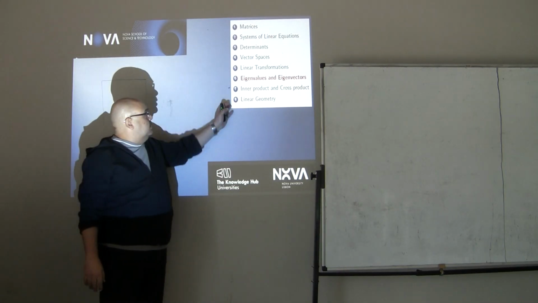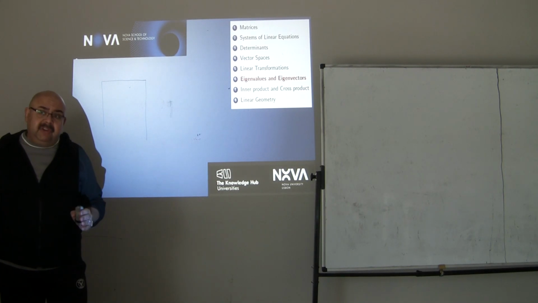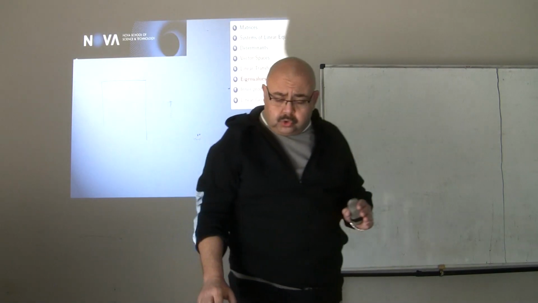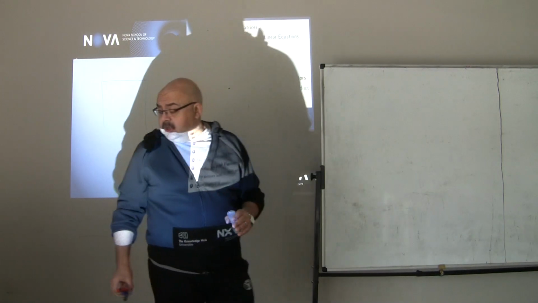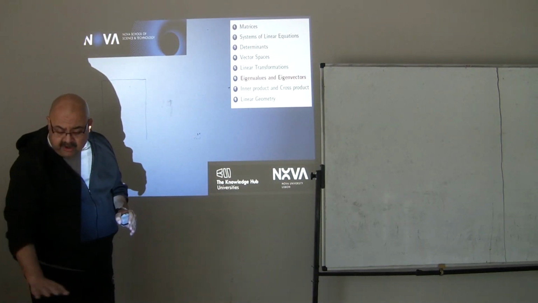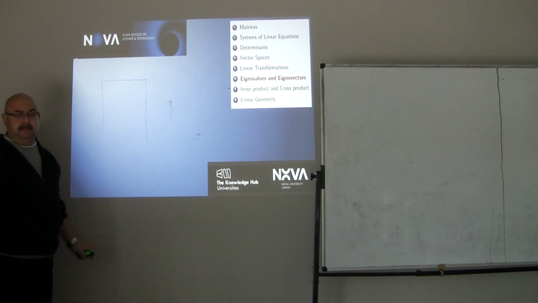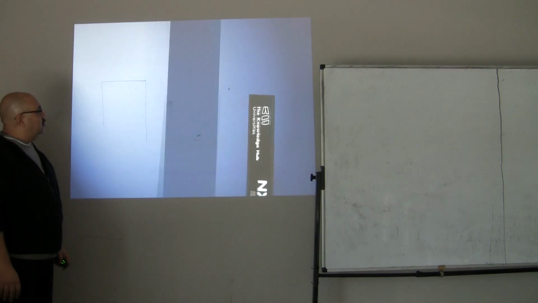The other two chapters are very, very simple. And once more, the eigenvalue and eigenvector chapter is very simple. All you have to do is try to solve these problems using your hand. It's a skill for finding the eigenvalues and eigenvectors, and the steps are really very simple, as you will see. Okay, let's start. Eigenvalues and eigenvectors, story to be told.